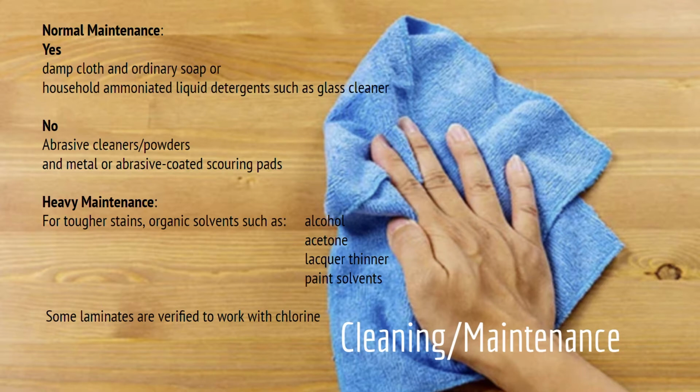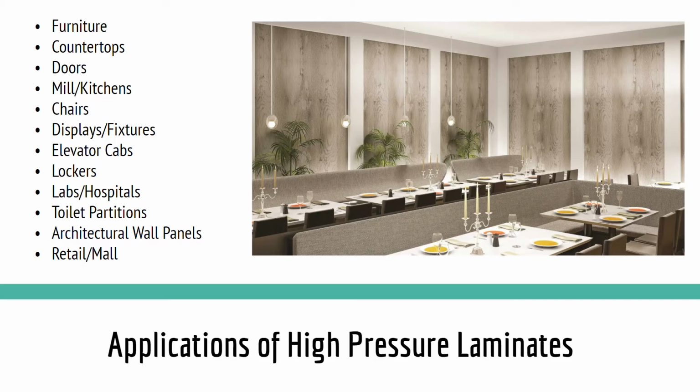For tougher stains, organic solvents such as alcohol, acetone, lacquer thinner, or paint solvents can be used. Some organic solvents may cause discoloration or permanent damage to the decorative laminates. When solvents are required, always test the solvent on a hidden part of the fixture or on a leftover cutoff first.